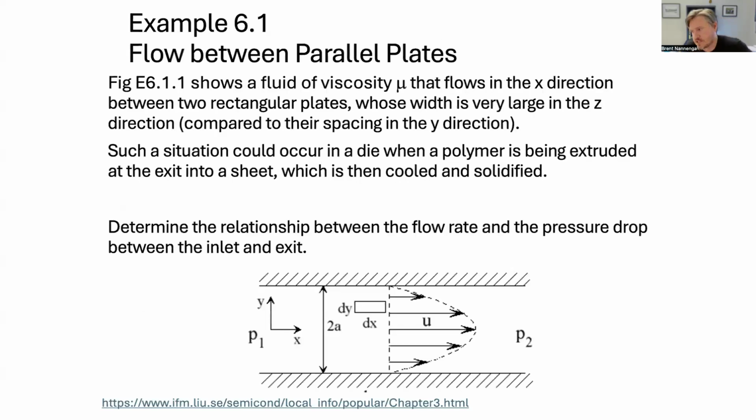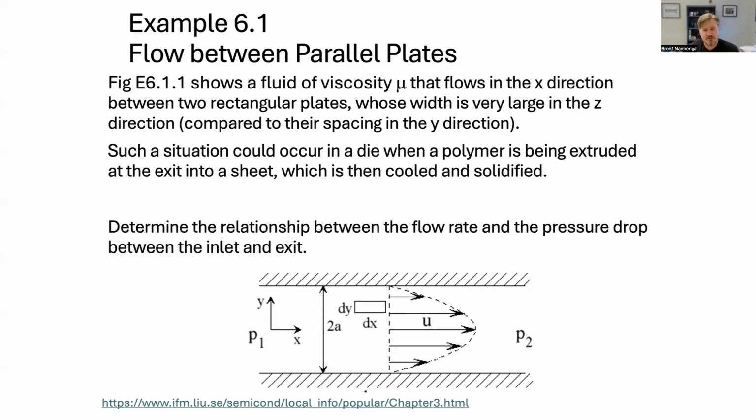Okay, so probably the best way to learn this is to take a look at an example. What we're going to do here is flow between parallel plates, and the picture down there shows what we're dealing with. We've got a plate on the top and a plate on the bottom, with y going up, x going this way, and z coming in and out of the screen. Because of a pressure gradient, the flow is going to be pushed this way, from left to right. The plates are rectangular.